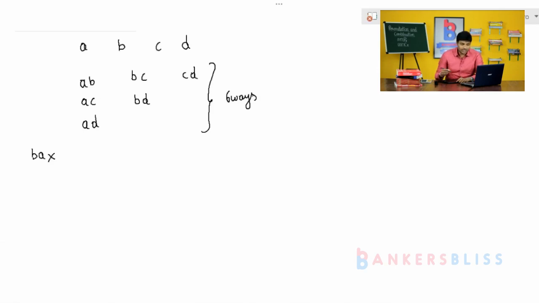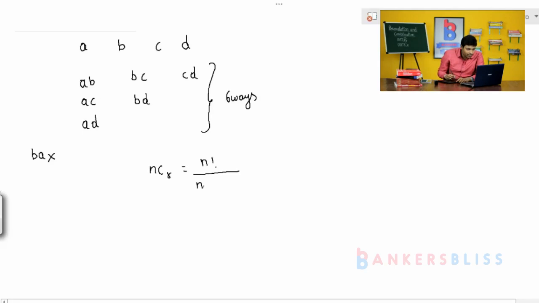So what does the formula say? The formula says nCr is equal to n factorial divided by (n minus r) factorial into r factorial. n factorial by (n minus r) factorial into r factorial.